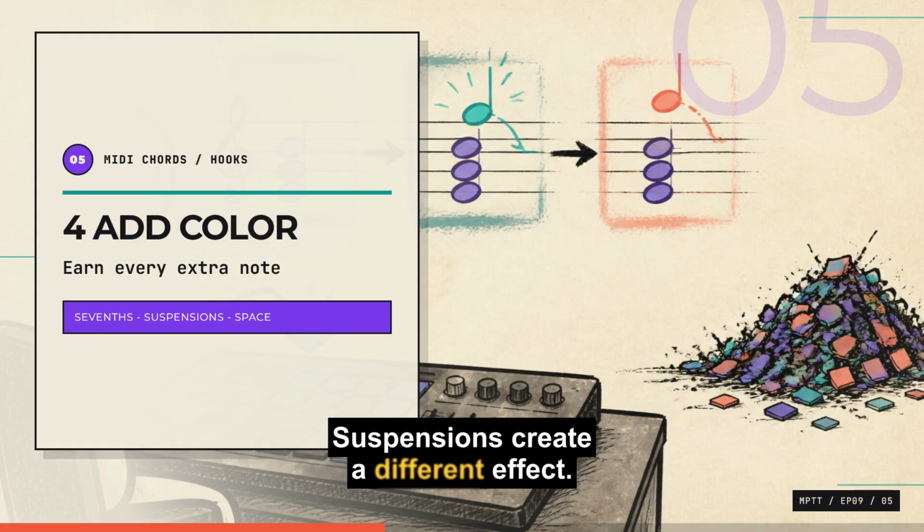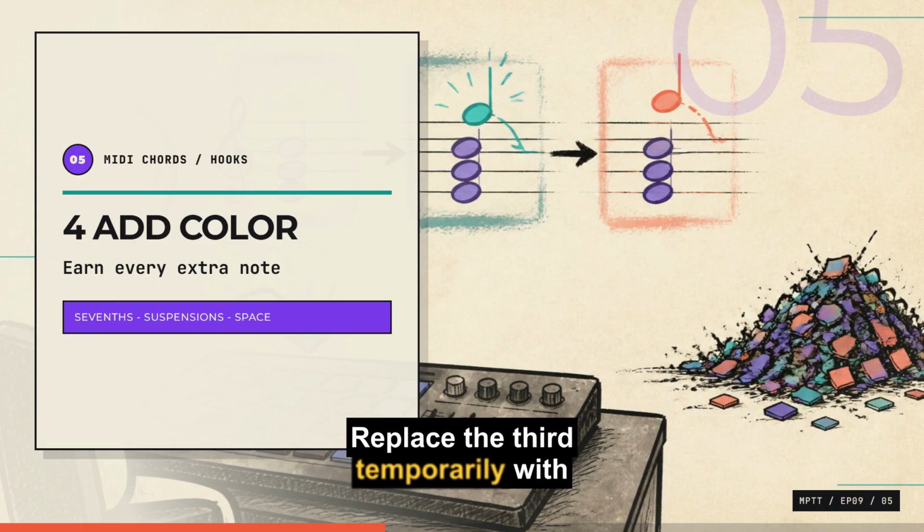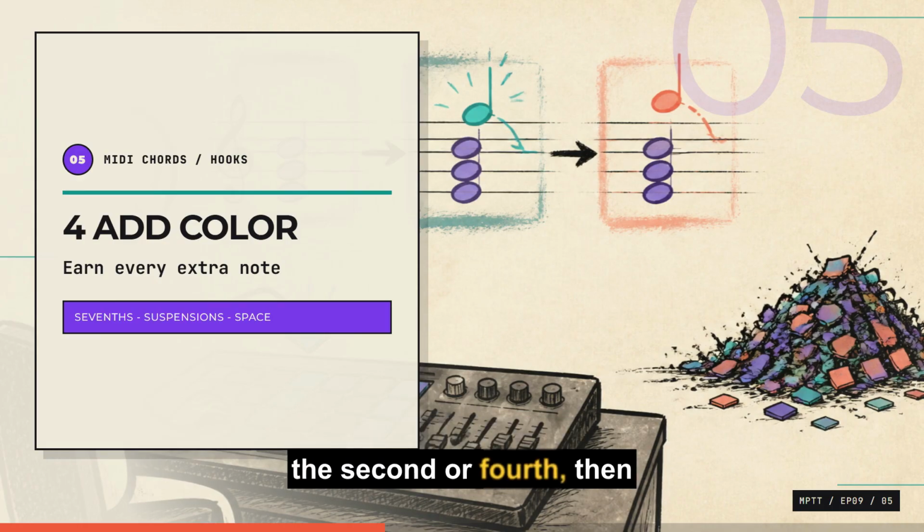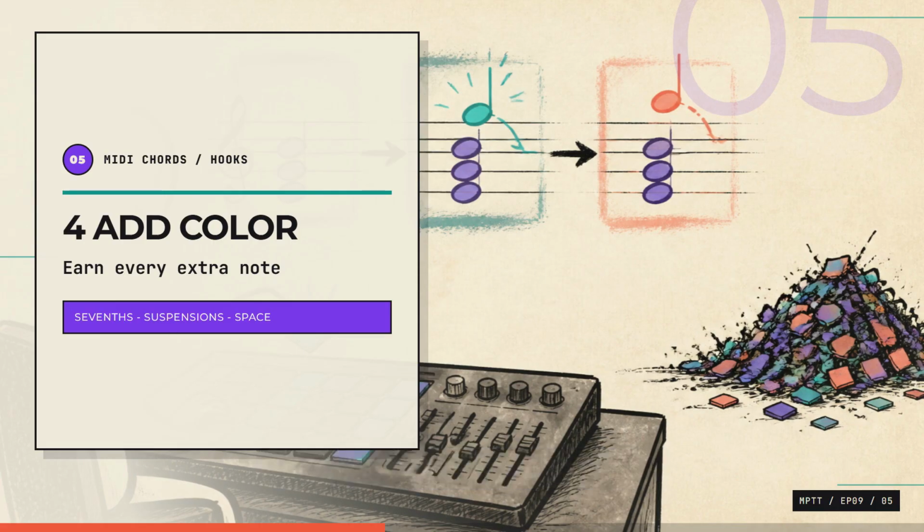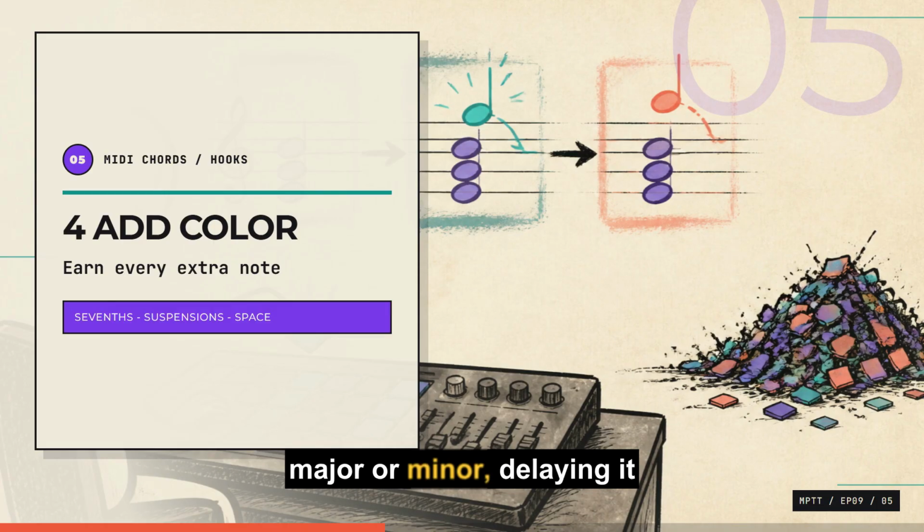Suspensions create a different effect. Replace the 3rd temporarily with the 2nd or 4th, then resolve it if the phrase wants that motion. Because the 3rd usually tells us whether a chord is major or minor, delaying it creates useful ambiguity.